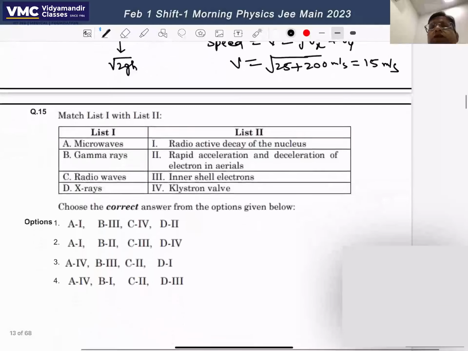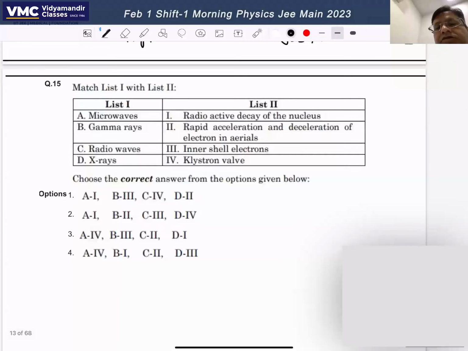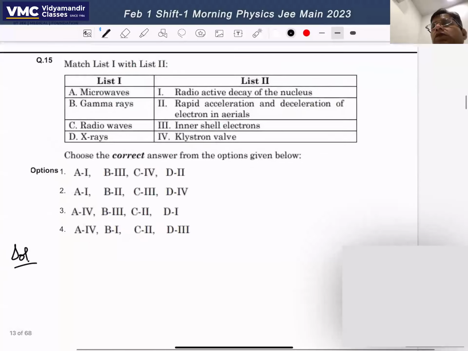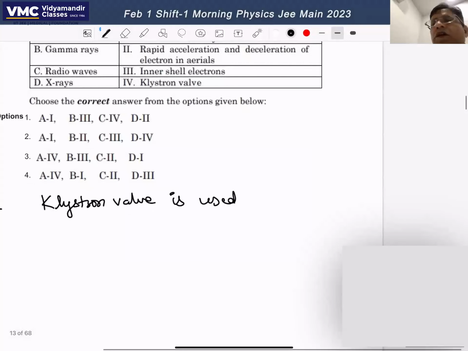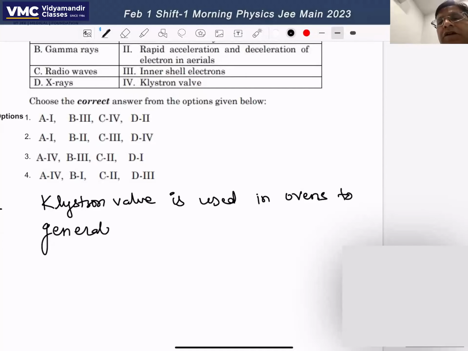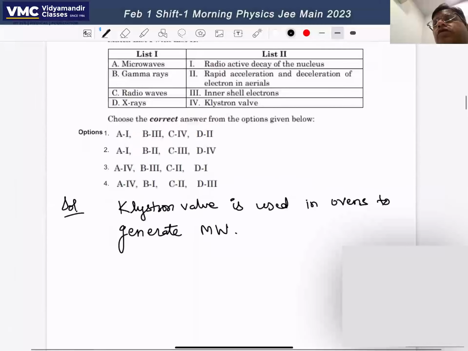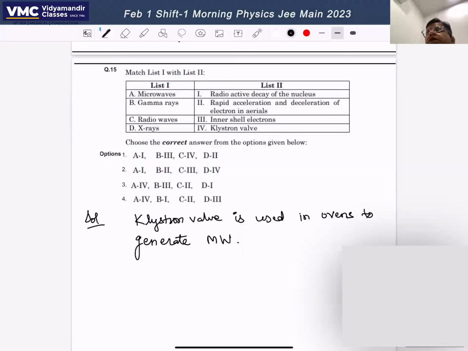Next, for question number 15, we see that klystron valves are used in ovens to generate microwaves, and gamma rays are emitted in every radioactive decay of a nucleus.